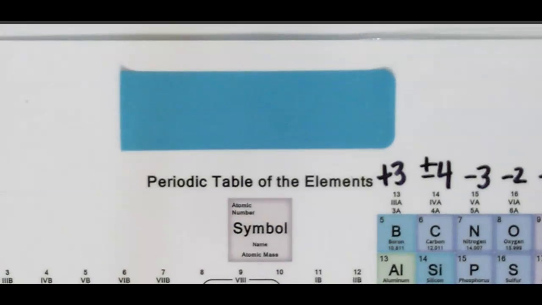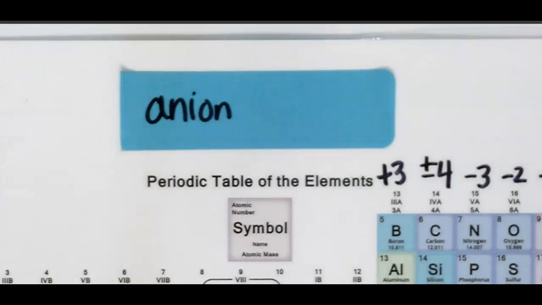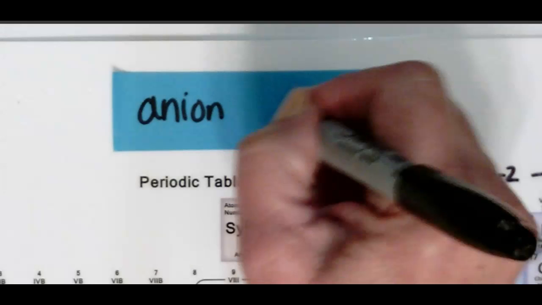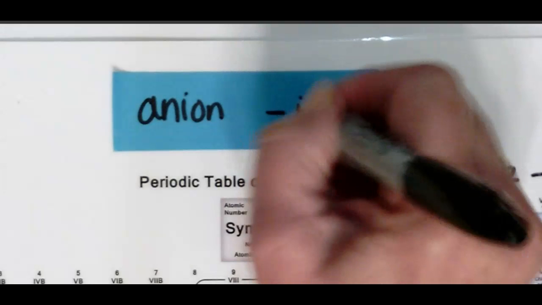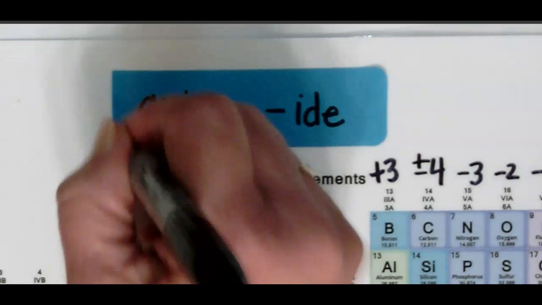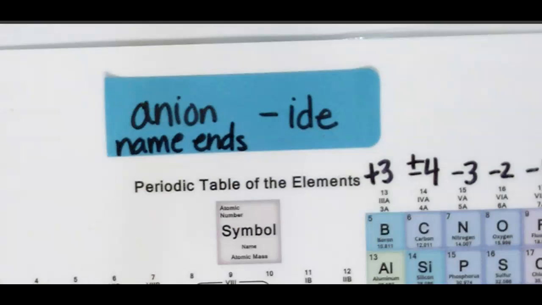The other thing that I'm seeing a lot of people are having trouble with is that if your anion is any of these on the periodic table, anion being your negative, then the name will end in "ide." The name will end in "ide." Okay, so I see people forgetting that.